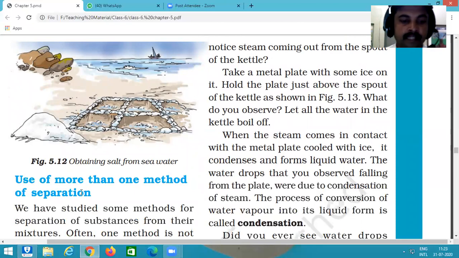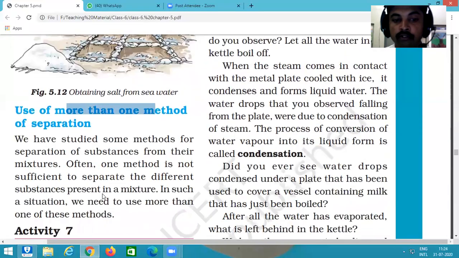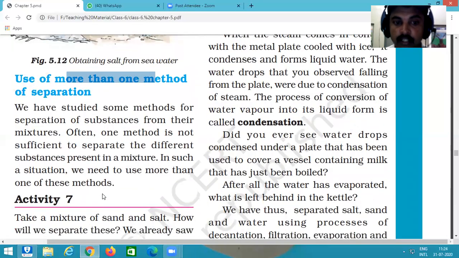At many places there is a need to use more than one method of separation. In the last process, evaporation, we see only one technique used to separate the salt from the water solution. But in many cases, we need more than one method of separation. So, as an example, we can try to understand.